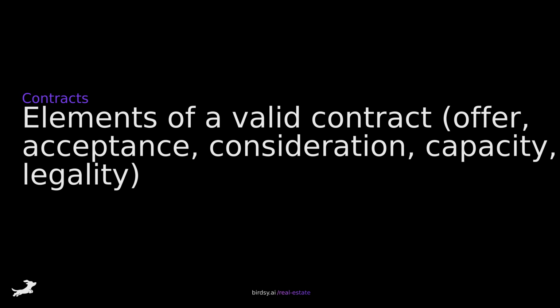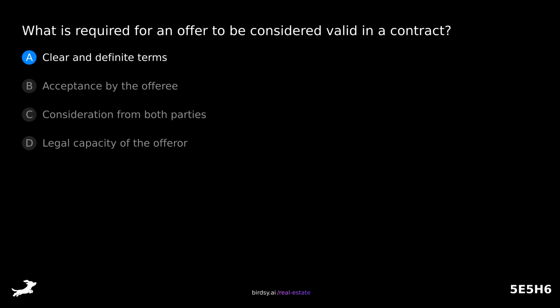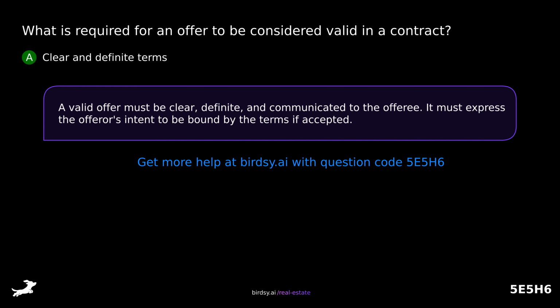Contracts. Elements of a valid contract: offer, acceptance, consideration, capacity, legality. What is required for an offer to be considered valid in a contract? Is it A, clear and definite terms? B, acceptance by the offeree? C, consideration from both parties? Or D, legal capacity of the offerer? The answer is A, clear and definite terms. A valid offer must be clear, definite, and communicated to the offeree. It must express the offerer's intent to be bound by the terms if accepted.